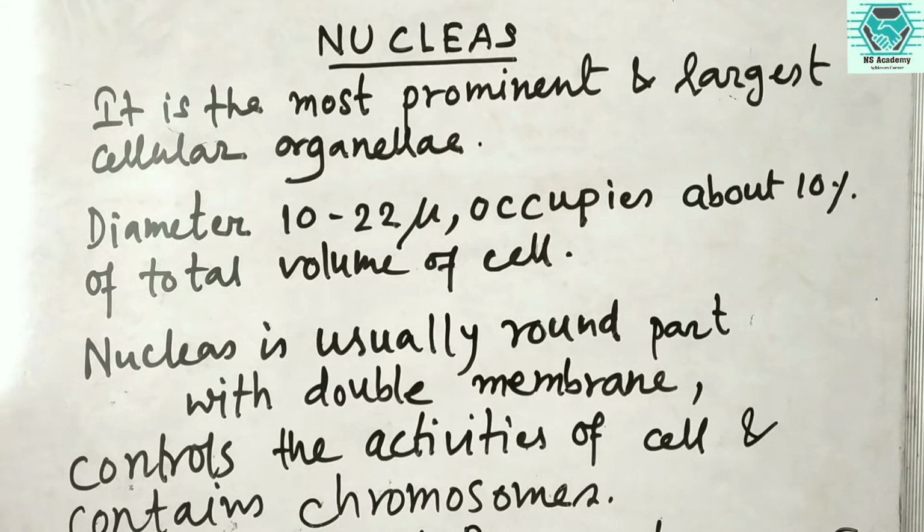Today our topic is nucleus. First of all, as we know the structure of cell, the cell contains three basic components: the cell membrane, cytoplasm and organelles, and nucleus and its chromosomes.